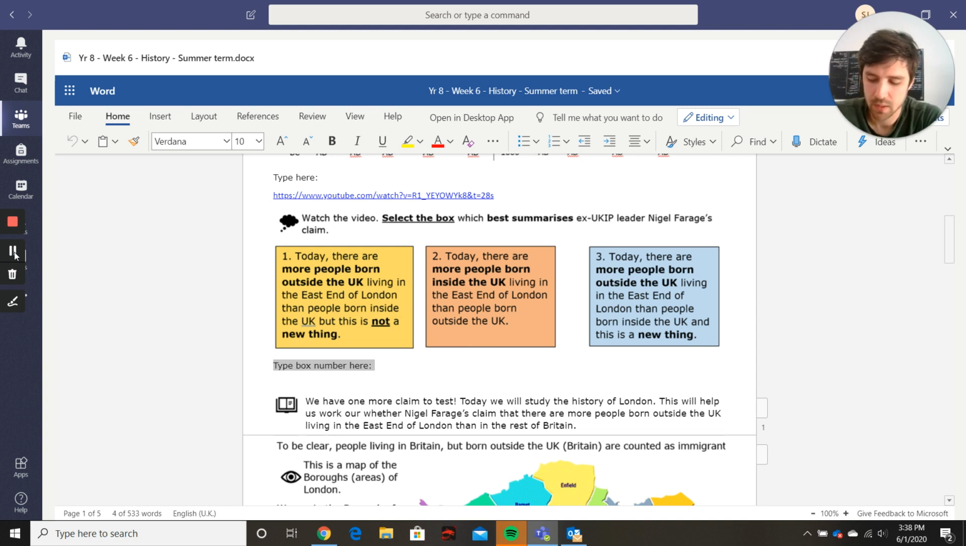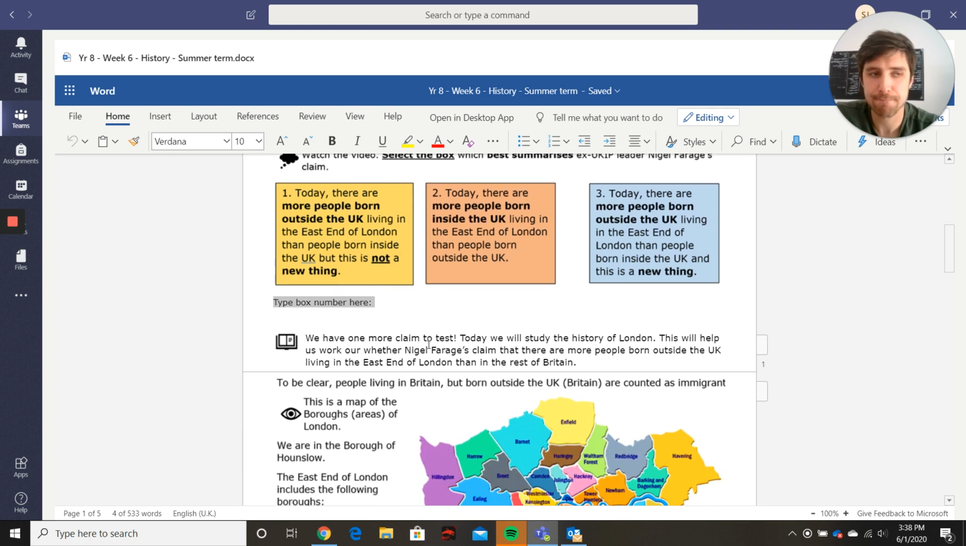Okay, so hopefully you've worked out that actually it's the blue box. Nigel Farage's claim is that there are more people born outside the UK living in the East End, the eastern part of London, than people born inside the UK, and that this is a new thing. This is something that hasn't happened before. It's new. So as it says underneath, we now have one more claim to test.